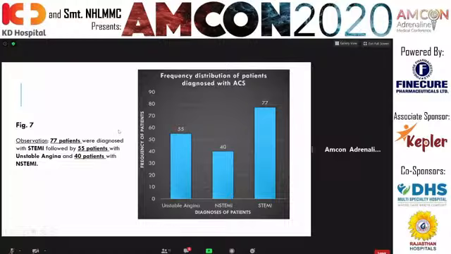Now, as I said earlier, ACS consists of three clinical diagnoses. Out of which we found that STEMI had the highest number of cases with 77, followed by unstable angina and NSTEMI.